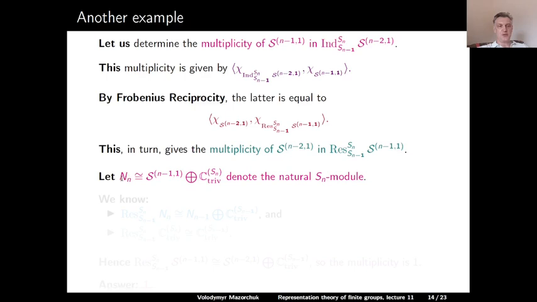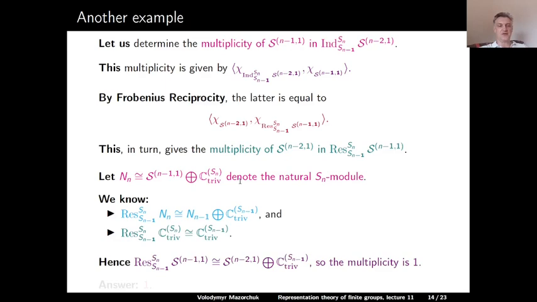So we know that the natural module is a direct sum of the trivial module and Sn minus 1, 1. We know that the restriction of the natural module is the natural module plus the trivial module. And we know that the restriction of the trivial module is the trivial module. Combining all this together, we get that the restriction of Sn minus 1, 1 is isomorphic to Sn minus 2, 1 plus the trivial Sn minus 1 module. So in particular, the multiplicity of Sn minus 2, 1 in this restriction is 1. So the answer is that the original multiplicity which we wanted to determine is 1.